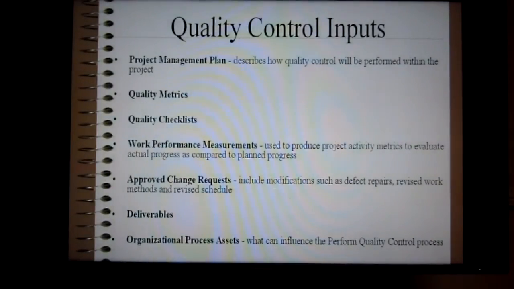Quality control inputs. We need a project management plan, quality metrics, quality checklists, work performance measurements, approved change requests, deliverables, and an organizational process asset, which can influence the perform quality control entire process.